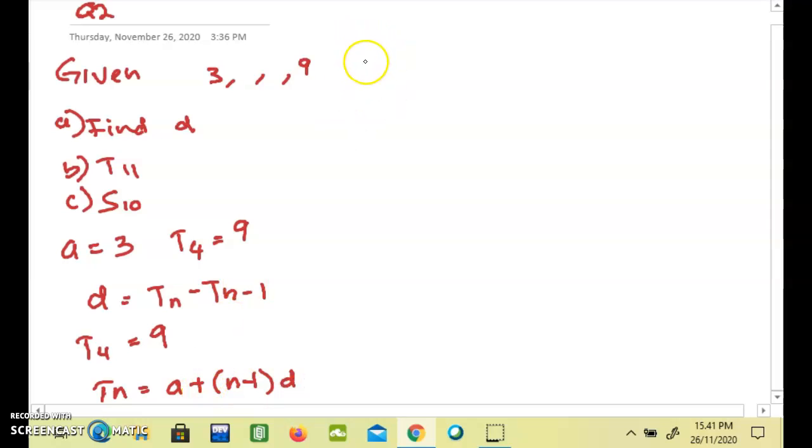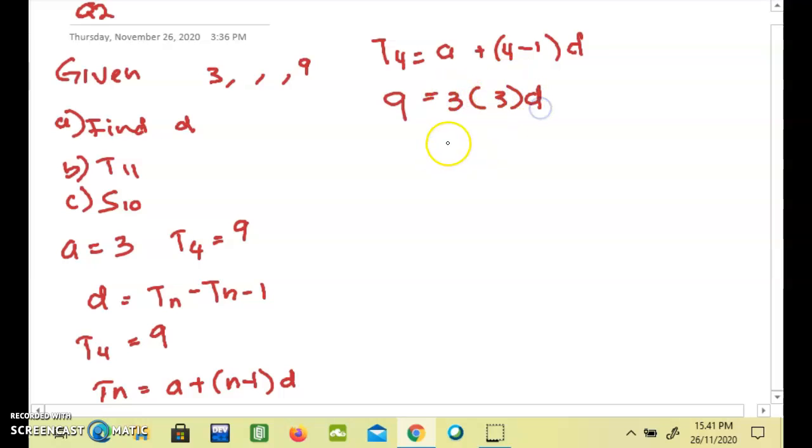Okay, so T4 equals to A plus (4 minus 1) d. Okay, we know T4 is 9, A is 3, and this is d. So 9 minus 3, we have 3d. So 9 minus 3 is 6, we have 3d. So d is 2. Okay, so we have found the value of d.